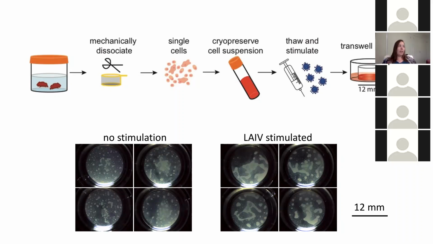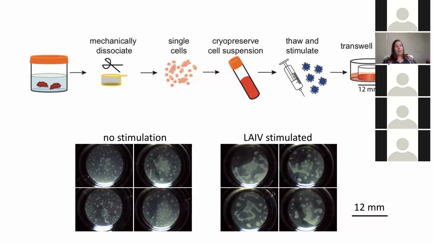We can mechanically dissociate that tissue entirely into a single cell suspension. And then we can actually just cryopreserve those tonsil cells effectively the same way that you would a PBMC sample. In fact, if you look at the cell composition of tonsils, they're almost entirely lymphocytes. So we can treat them roughly similarly to PBMC samples.